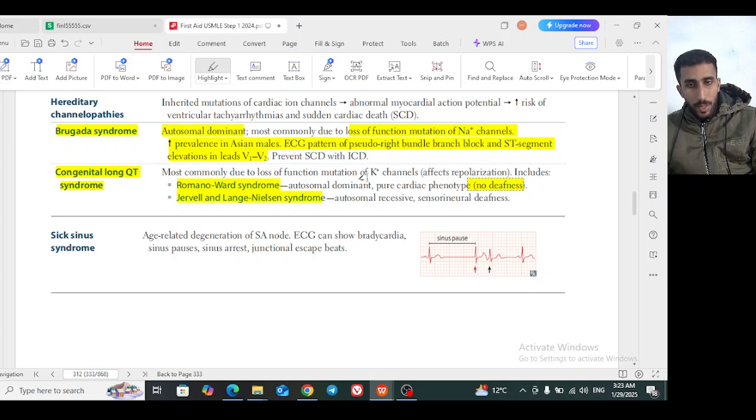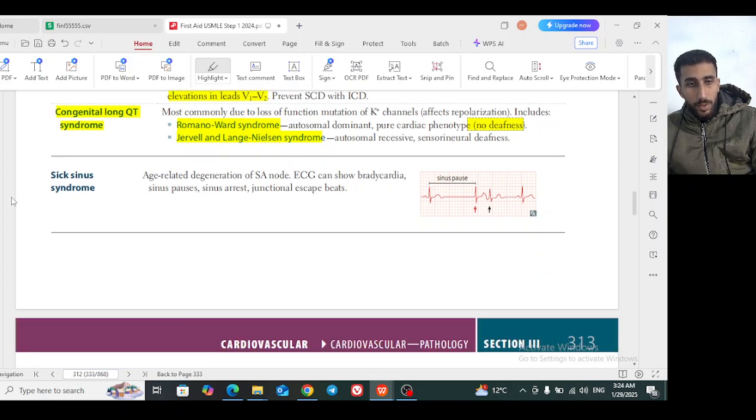You know that the potassium channels are responsible for repolarization, and repolarization in the ECG is represented by the QT interval. So the defect here is in the QT, and subsequently it is in the potassium channels. It is very logical. So the two categories: Romano-Ward syndrome, no deafness, and Jervell and Lange-Nielsen syndrome, sensorineural deafness. And you remember that the grave or bad diseases are autosomal recessive, and the good diseases are autosomal dominant. So Romano-Ward syndrome is autosomal dominant with no deafness, while Jervell and Lange-Nielsen syndrome is autosomal recessive with sensorineural deafness.